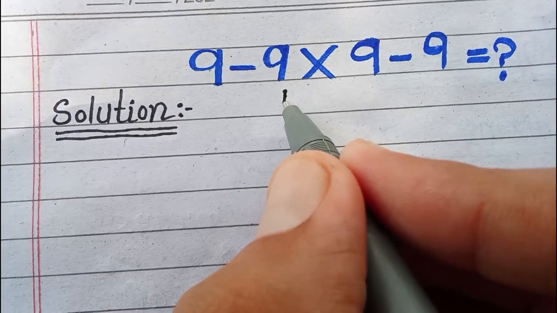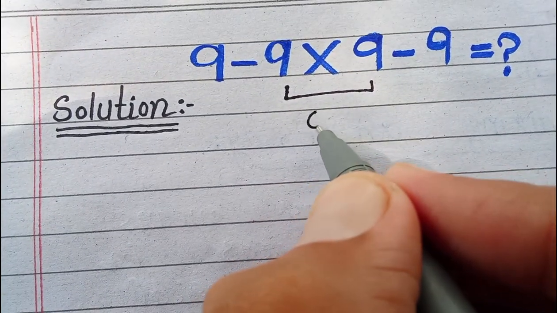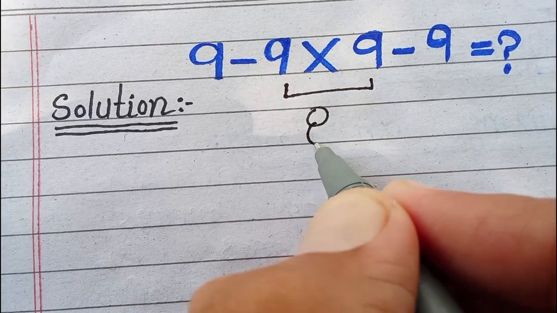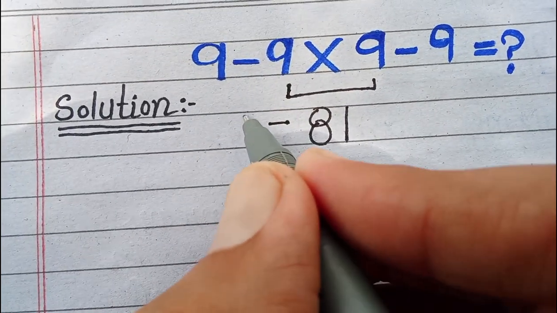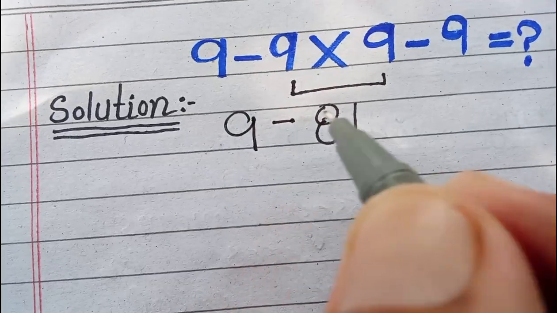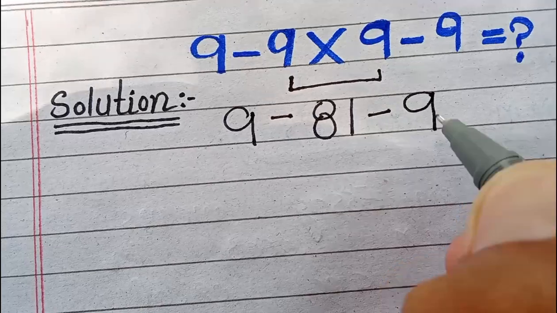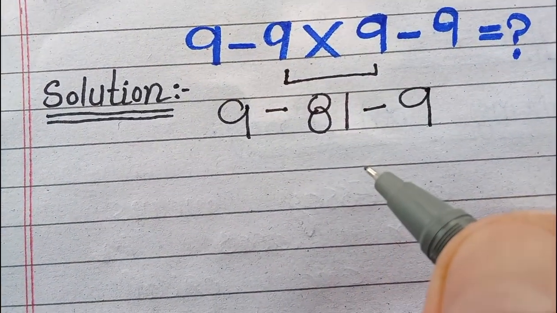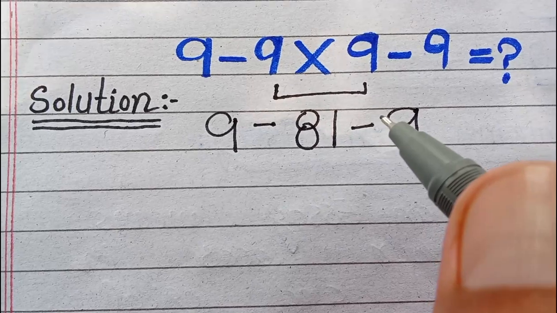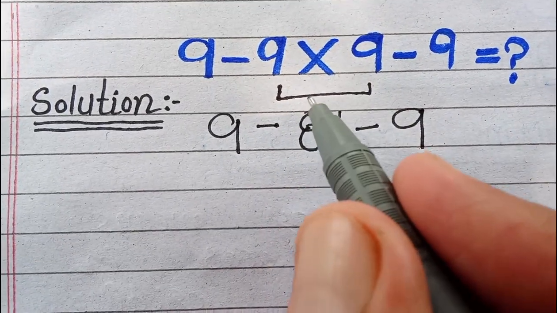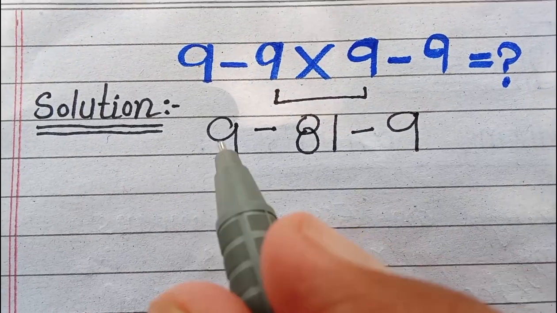So 9 times 9 is equal to 81. So I can write here 81, minus 9 minus 9. Why can I write 9 times 9? Because in PEMDAS, multiplication comes before subtraction. So therefore I can solve the multiplication first.